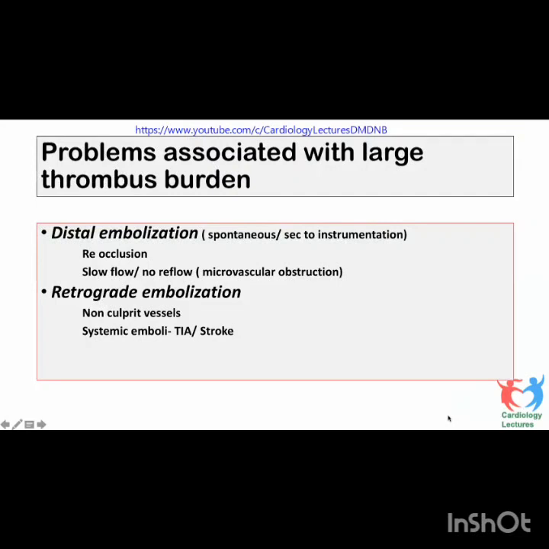What are the problems associated with the large thrombus burden? It can cause either distal embolization or retrograde embolization. What do we mean by distal embolization? It causes reocclusion of the infarct-related vessel, the branches, the distal territories beyond the stenosis or beyond the occlusion. This can be either spontaneous or secondary to instrumentation like wiring, ballooning, stenting, and so forth. And this can result in reocclusion.